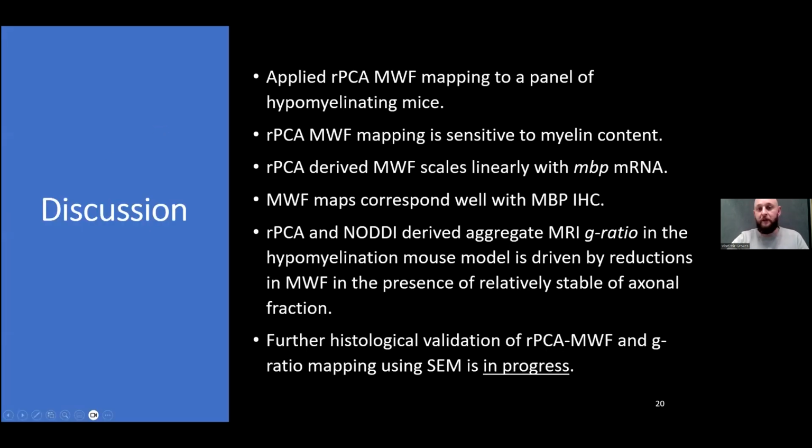Anyway, to summarize, we found this cool technique and implemented it in Python, and we applied it to these interesting mice, and we found that rPCA-MWF scales linearly with MBP mRNA, and we validated this with MBP-IHC as well. And we found that rPCA NODDI-derived aggregate MRI G ratio is driven by reductions in MWF and therefore MBP. And currently we're working on some experiments to validate this with scanning electron microscopy, and this is a current work in progress.